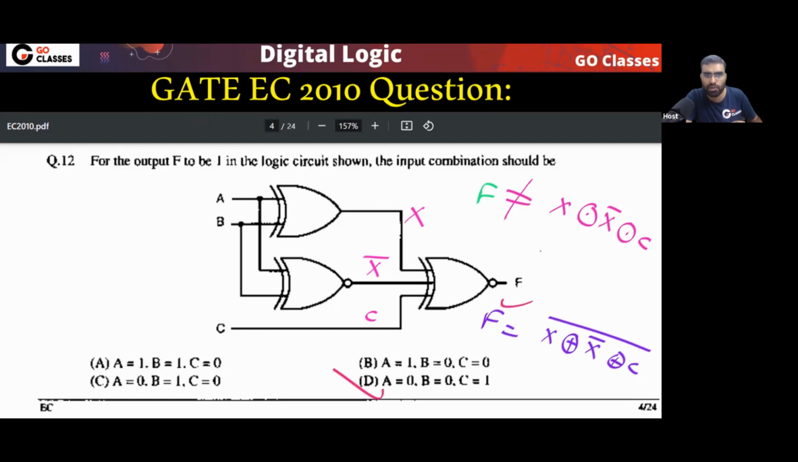This is your GATE Electronics 2010 question. Let me tell you, this question would become very interesting if it were an MSQ. If this is MSQ, many students will do it like this and get the wrong answer. Just think about it. But the correct answer is actually option D. This is an important point I wanted to discuss with you.